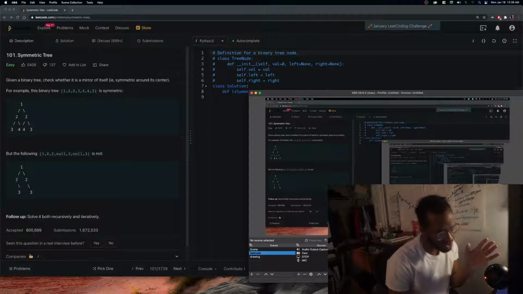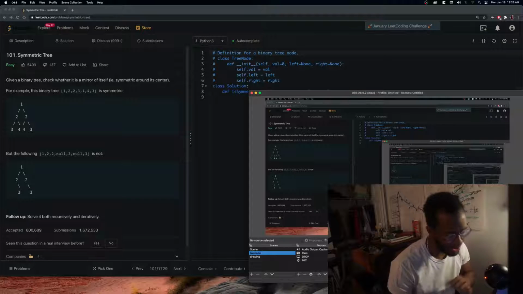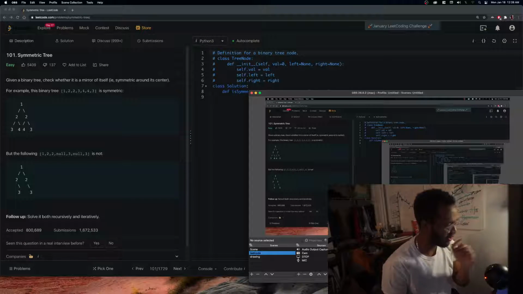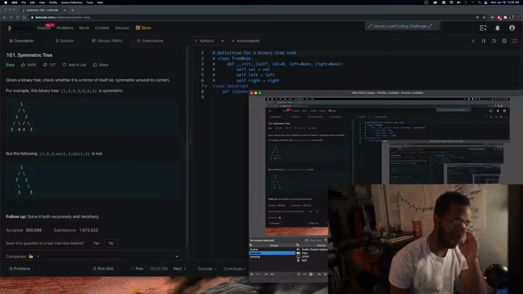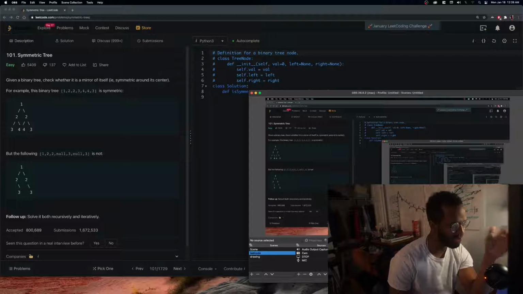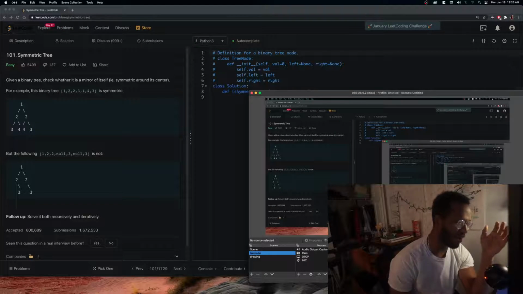Okay, this one's not too bad, but it's not going to make any sense unless you watch me draw it. So what we're going to do is I'm going to read the problem, walk you through it, write the solution, and then we're going to draw it out and work through it.